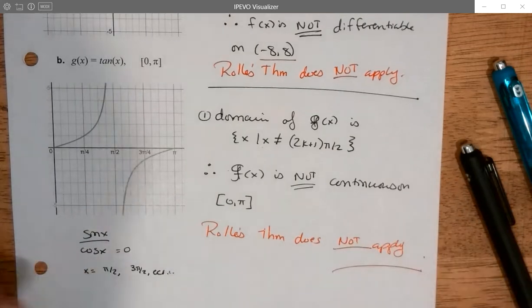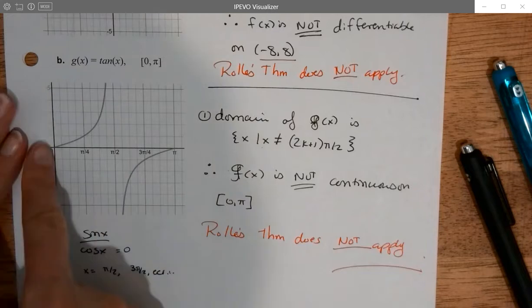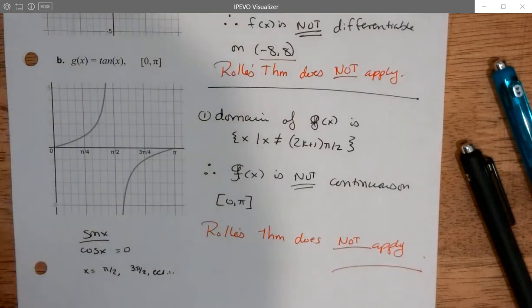Okay, so these are two cases where I cannot get to all three of my conditions, and therefore I cannot guarantee the existence of the point that has a horizontal tangent. As you can see from this picture, there is no point with the horizontal tangent in that interval.